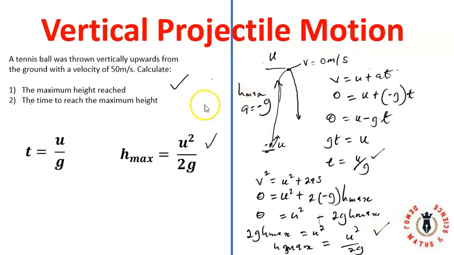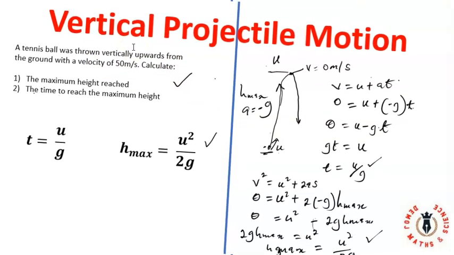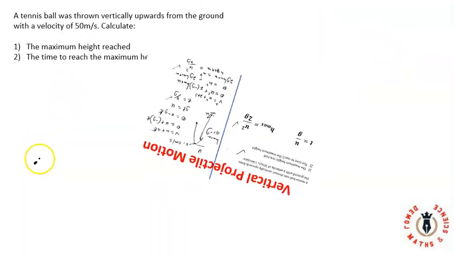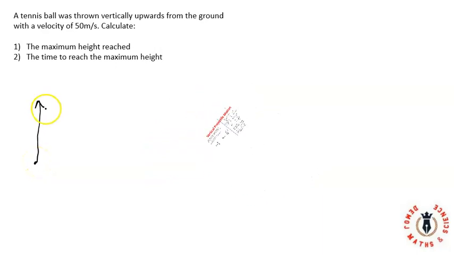Now let's use this question to further understand how to treat vertical projectiles. Our question says that a tennis ball was thrown vertically upwards. Now here is the tennis ball. It was thrown vertically upwards from the ground. Here's the ground. That means this is the ground, with an initial velocity of 50 meters per second. Now it's going to get to the highest height here and begin to come down. At this highest height, we calculate the maximum height reached.